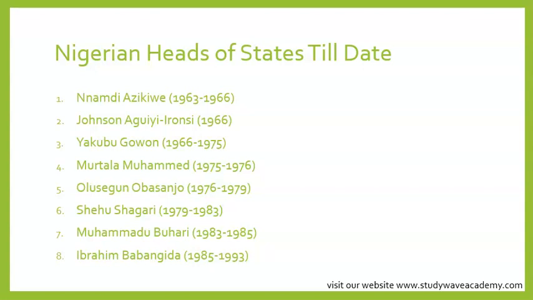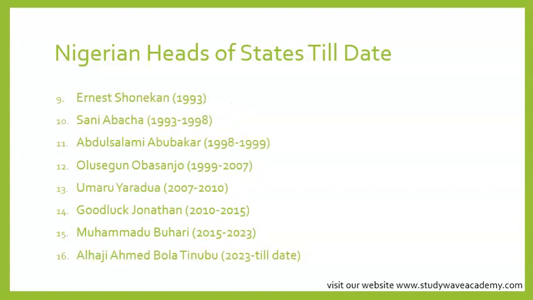And then Ibrahim Babangida took over from Buhari from 1985 to 1993. After Babangida, Sonekan took over in 1993. Then Sani Abacha took over from Sonekan from 1993 to 1998. Then Abdulsalami Abubakar took over from Abacha from 1998 to 1999. Okay?